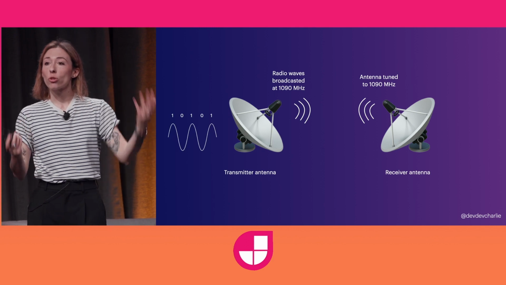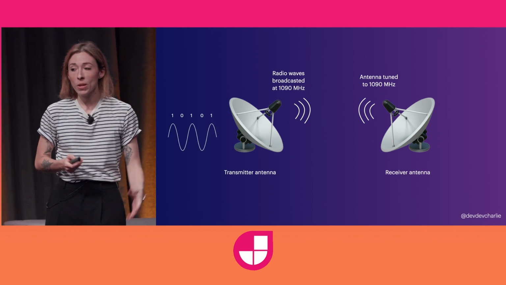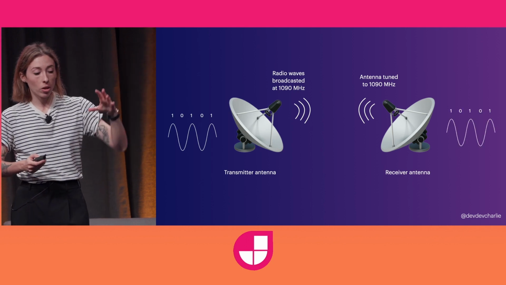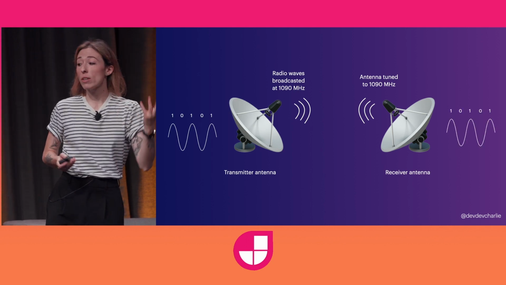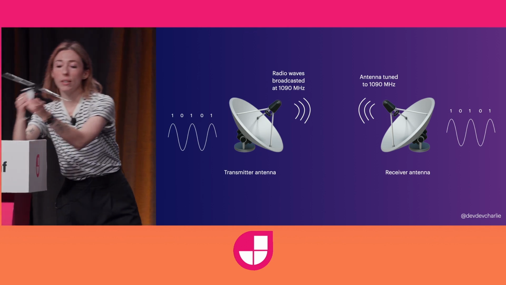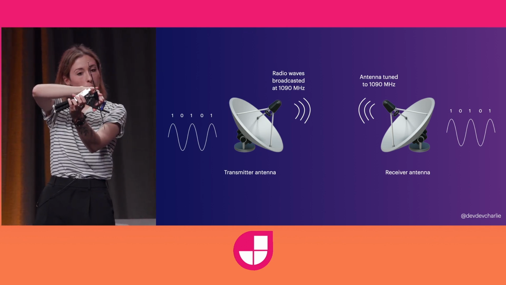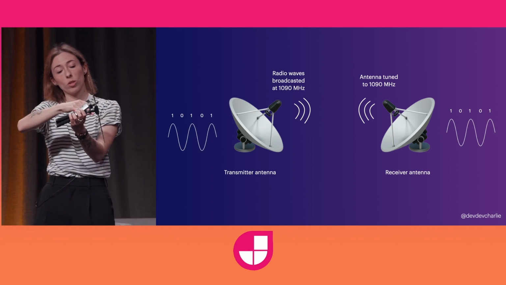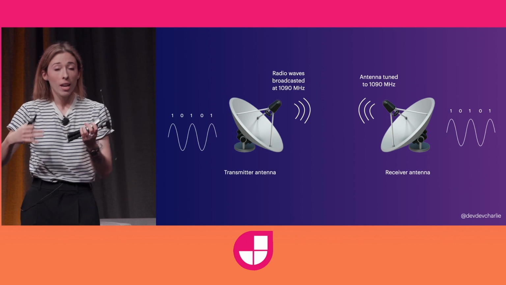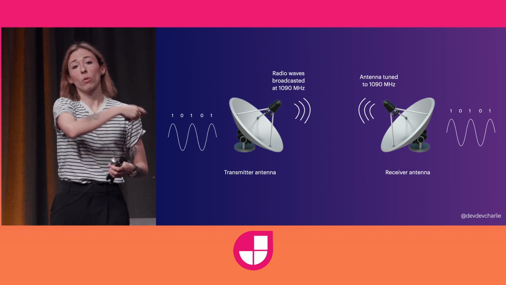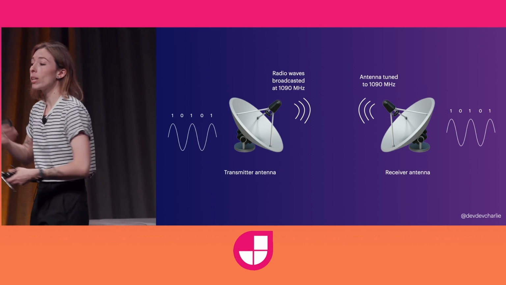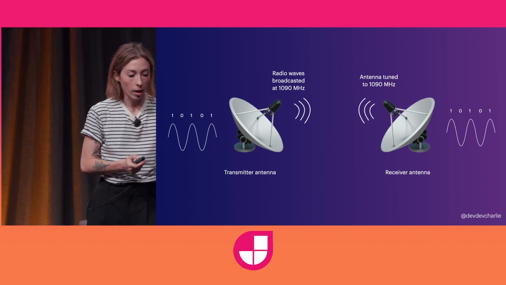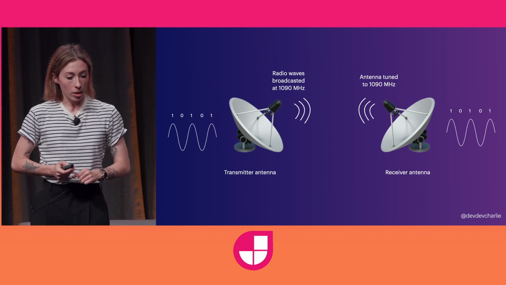So the antenna is tuned to receive only the data at 1090 megahertz, and what happens is that it receives the radio waves, and that creates the same movement of electrons in the receiver antenna. So if I have my receiver antenna here, it receives the radio waves from the transmitter. It makes the electrons move up and down in the same pattern as the one that was transmitted, and that creates an electrical current that has the same pattern as the signal that was sent, and you can re-encode the original signal. And then you end up decoding that into zeros and ones.